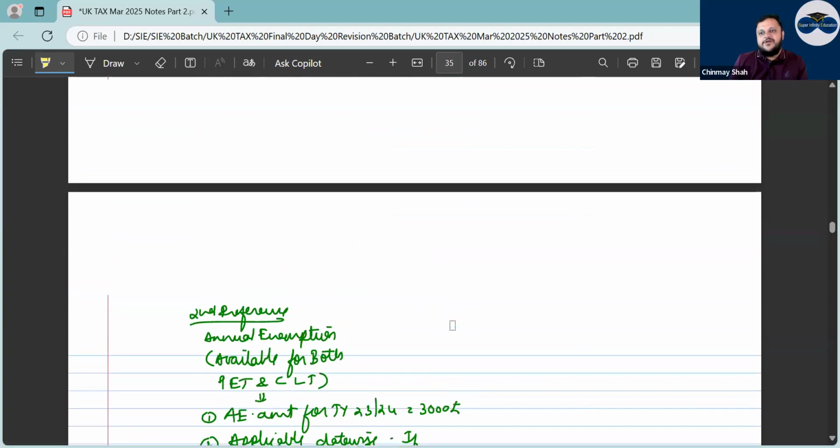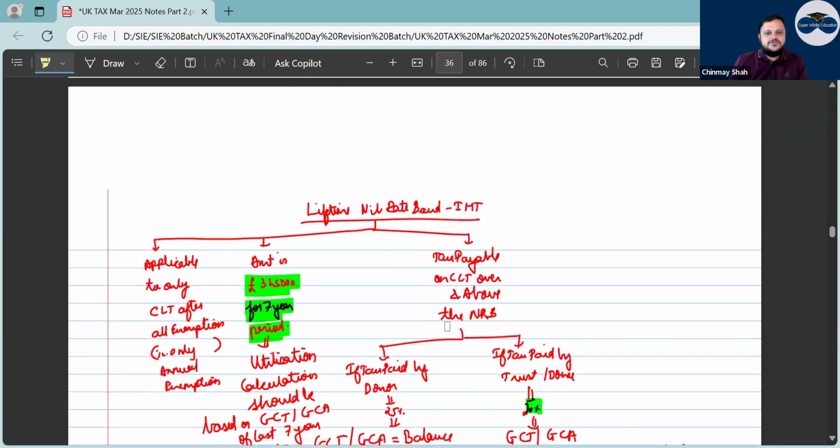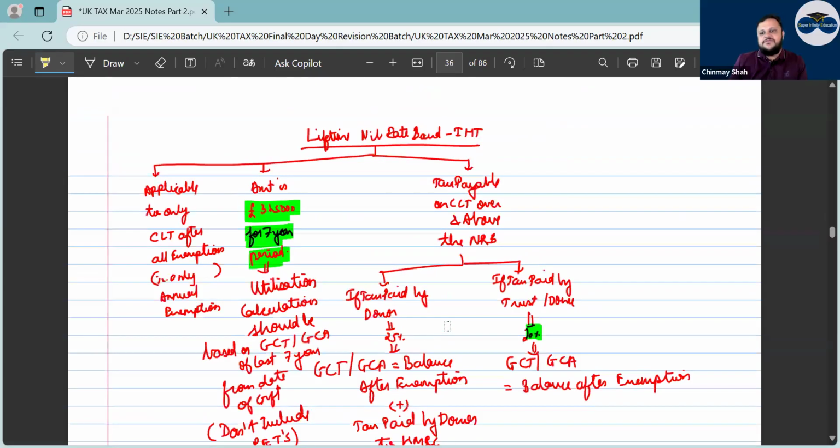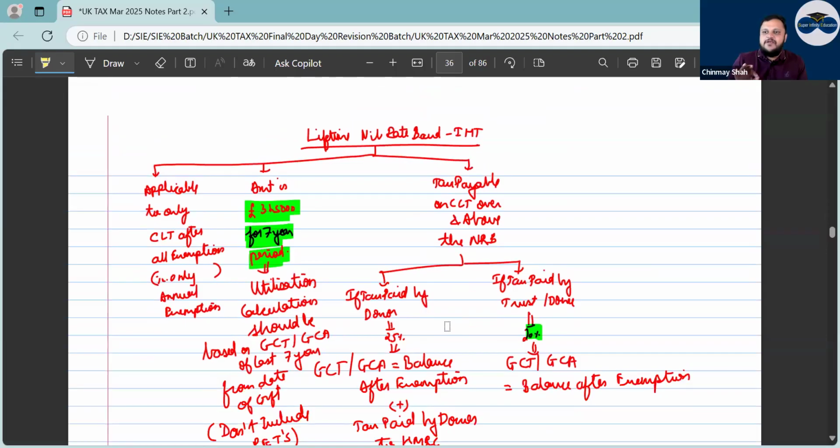So the only googly question that is asked in exam is when it is a first gift. In that you have to remember that not only 3000 of the current year but 3000 of last year can also be used because it is unutilized. Then you have something called the lifetime nil rate band. Lifetime nil rate band of IHT is applicable only to CLT, after all exemptions.